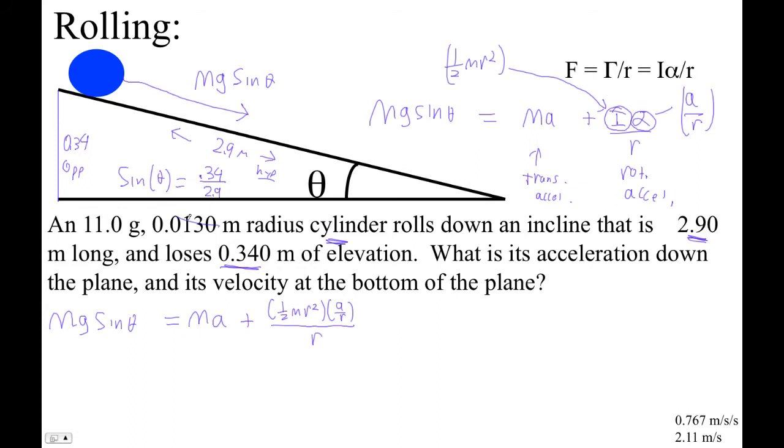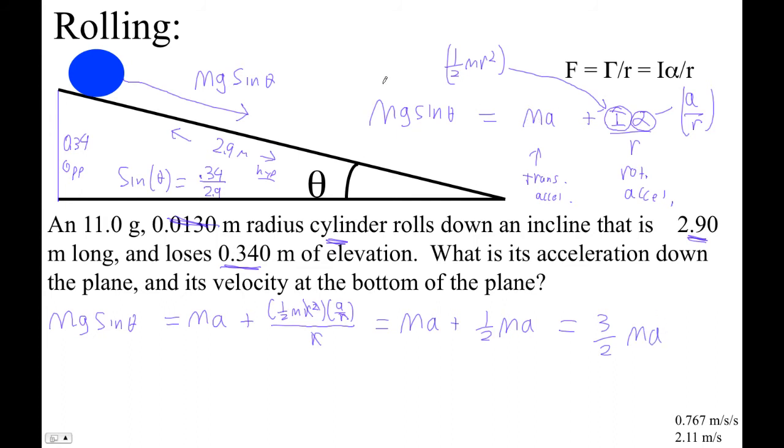Again, the radius is going to cancel, watch. This guy cancels one, that guy cancels the other one, and we end up with ma plus 1/2 ma. Well, that's 3/2 ma.